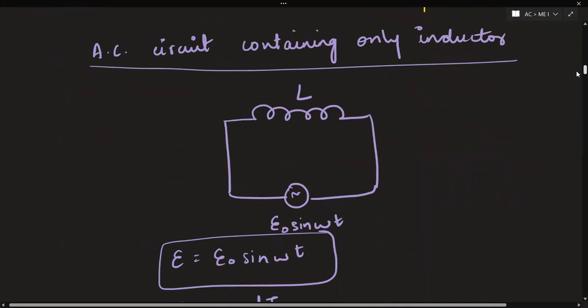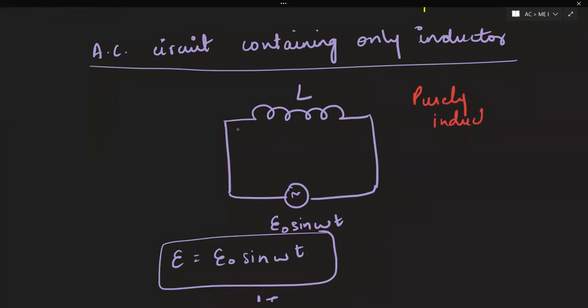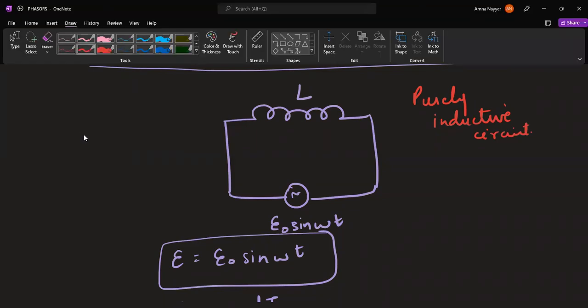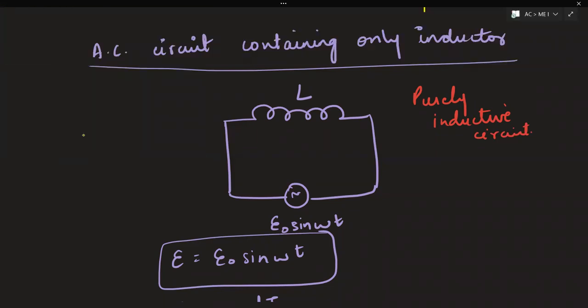So AC circuits containing only an inductor. Instead of the resistor, we'll be having an inductor, and such types of circuits are known as purely inductive circuits. Why am I writing this all at different times? Because this term will be used: purely resistive, purely inductive.